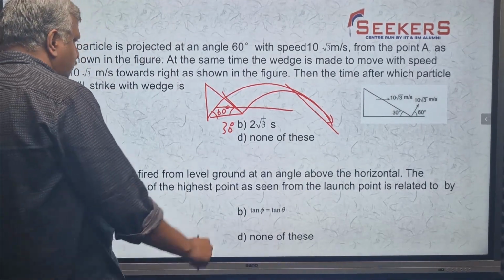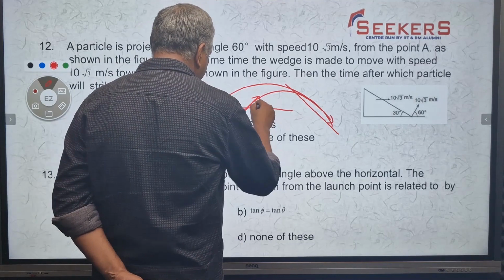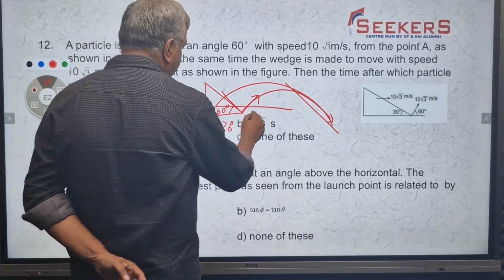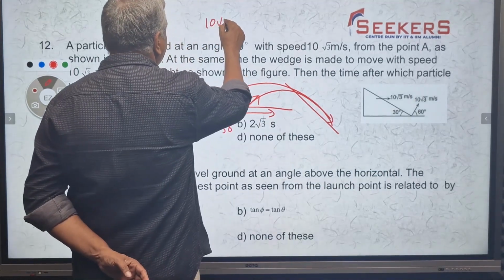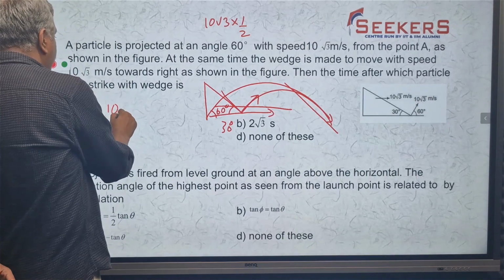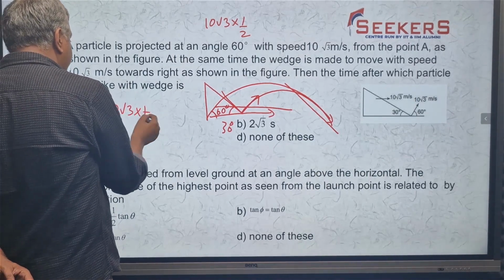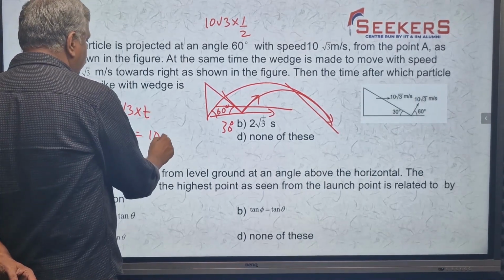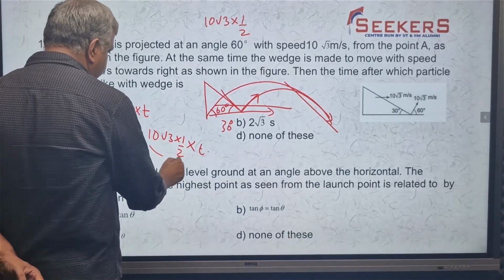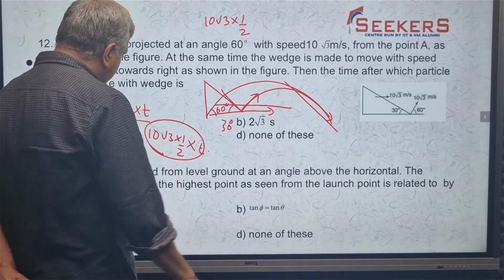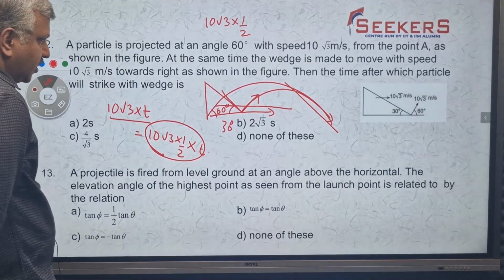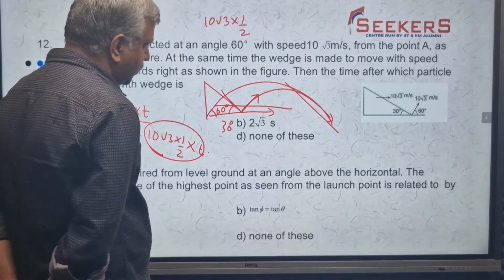So if the particle is projected at 60 degrees, okay. For them to meet, the horizontal distances must be the same. So the horizontal velocity is 10√3 into cos θ. Cos θ is 1 by 2, right? So 10√3 into t must be equal to 10√3 into 1 by 2 into some t. So this one is moving slow, this one is moving fast. So obviously they will meet. Now the question is after how much time? So after how much time will now depend upon the angle.